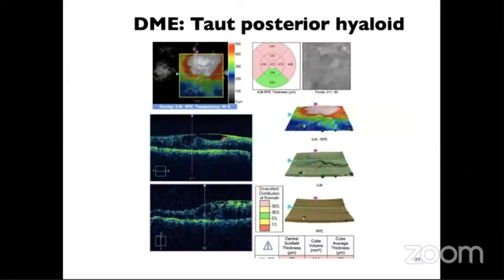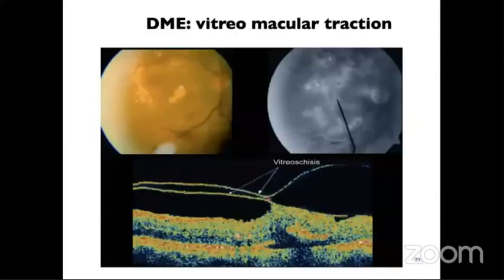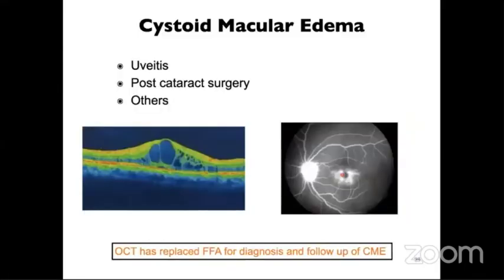This is a taut posterior hyaloid, where there is a thickened posterior hyaloid along with retinal irregularity or distortion and retinal thickening. This is a vitreomacular traction, where the posterior hyaloid is attached to the fovea, causing tenting. Cystoid macular edema can also be caused by other conditions like uveitis, post-cataract surgery, or vein occlusion.